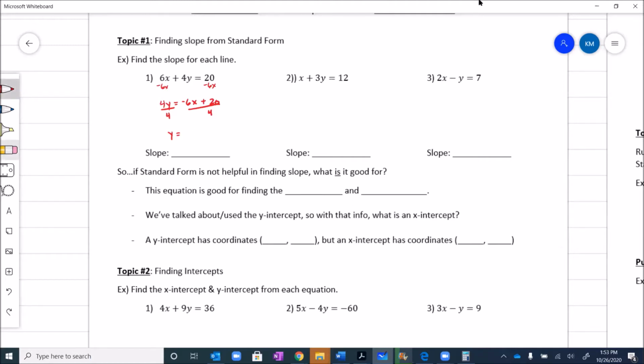Okay, so negative 3 over 2 x, 20 divided by 4 is 5. Okay, but the question's asking me about my slope, and that's negative 3/2.